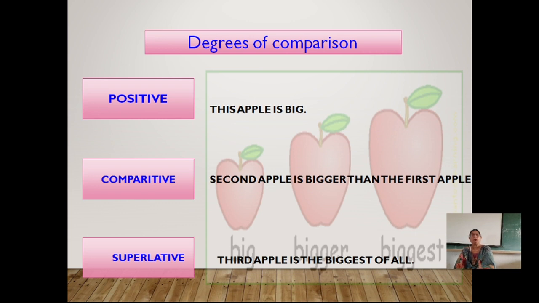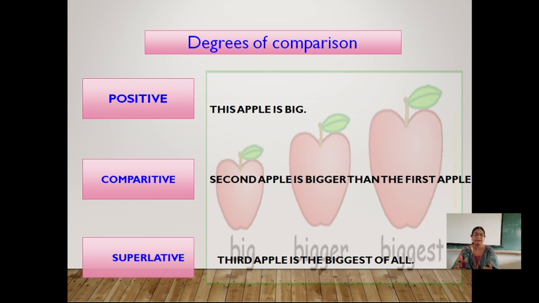But in positive degrees, we also sometimes compare two things and we find them equal. Like we say, my pen is as beautiful as his pen. So I am comparing two pens and I say both the pens are equally beautiful. They are same in color, same in size, same in appearance, and they are both equally same. So there is no difference. So when we use positive, we use as big as, as small as. So as plus adjective and again as. These three things help us to frame the positive sentences.